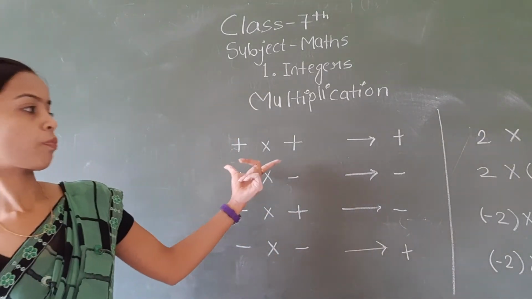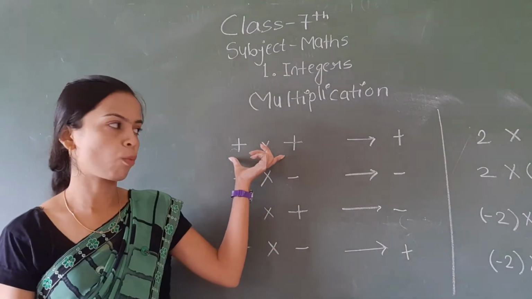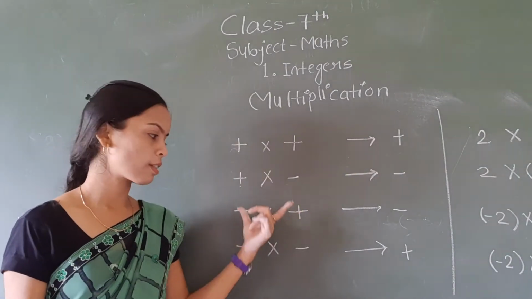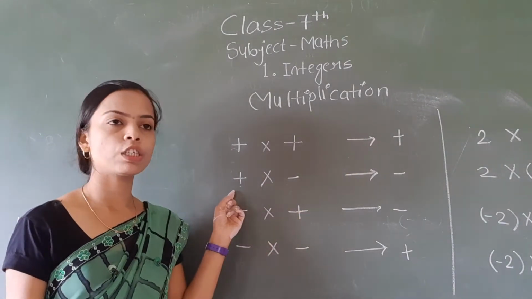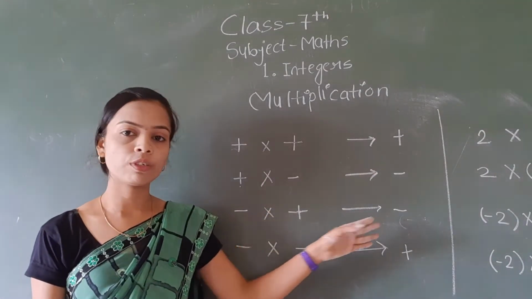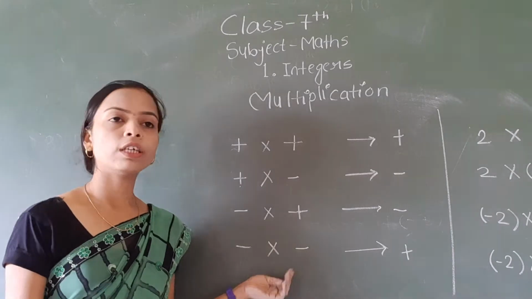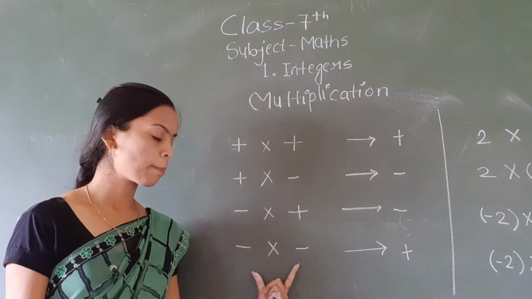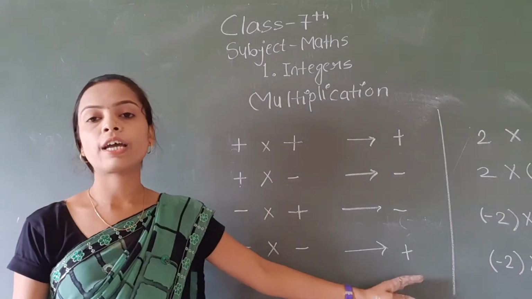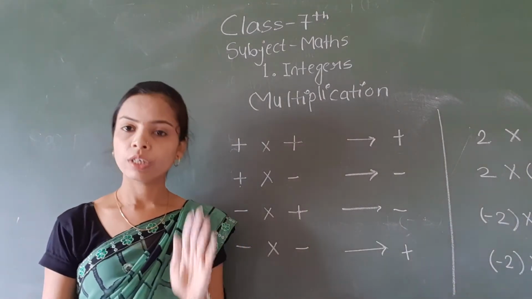That means if both the integers are positive, your answer is a positive integer. If both the integers are of opposite sign, that means one is positive and one is negative, your answer is always a negative integer. And if both the integers you multiply are negative integers, your answer is always a positive integer.